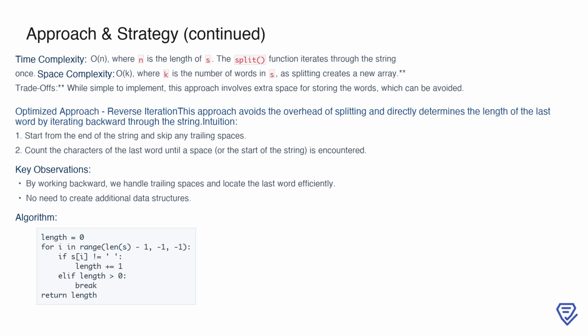Instead of splitting the string, we can iterate backward through the string to find and count the characters of the last word directly. This reverse iteration technique minimizes memory usage while still maintaining efficiency. By starting at the end of the string, we can skip trailing spaces and quickly locate the last word, counting its length one character at a time. This eliminates the need for extra storage, making it a more space-efficient solution.